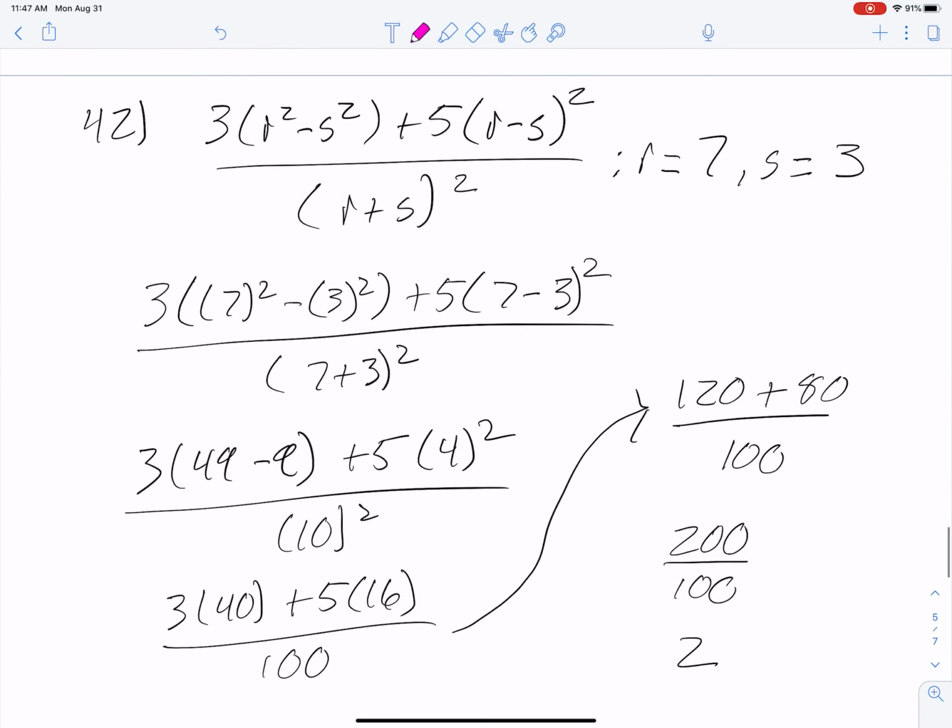And finally, made my substitutions, again using parentheses to try and emphasize what I'm substituting. Had these been negative values, those parentheses become far more important, especially when we're doing things like using the exponents. Squared my 7, squared my 9, 7 minus 3, 7 plus 3, 49 minus 9, 4 squared, 10 squared, 3 times 40, 5 times 16, 120 plus 80, and I reduced to a final answer of 2.